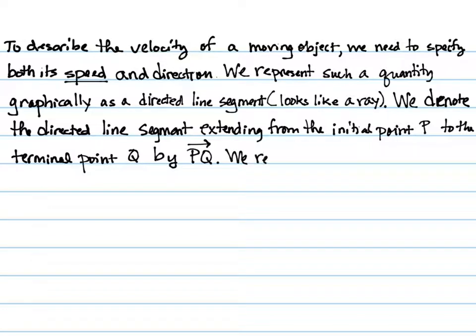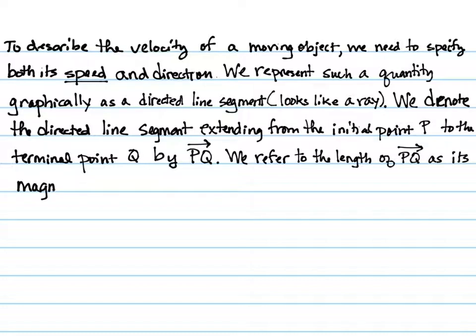We refer to the length of PQ. So unlike a ray, it does have a specific length. It does not go infinitely out, right? We refer to the length of PQ as its magnitude. And we denote that with double lines on either side of the PQ, the arrow notation.